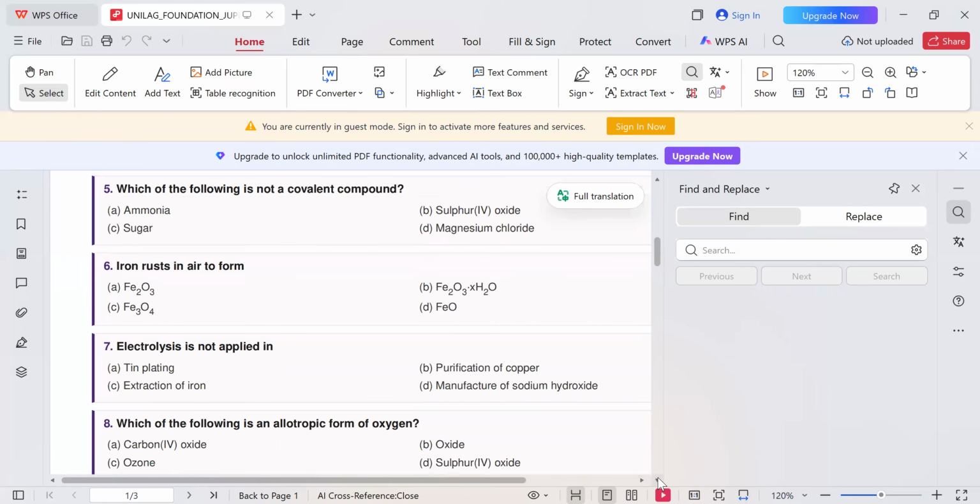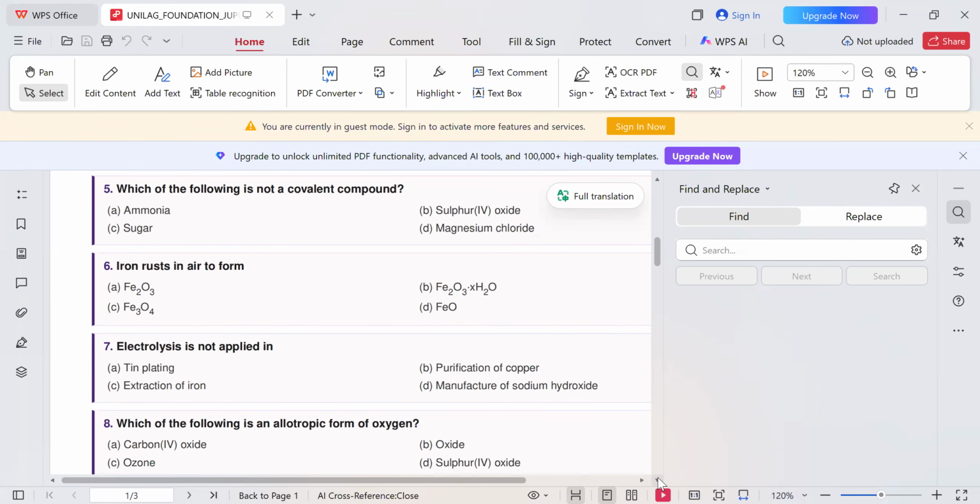Now, number 6, iron rusts in air to form what? When iron is exposed to air, there will be oxidation. Oxidation is the exposure of iron to air. So when we expose iron to air, we get Fe2O3 and water, because air contains moisture, and that moisture is absorbed, which leads to rusting, which is B. So the answer is B.